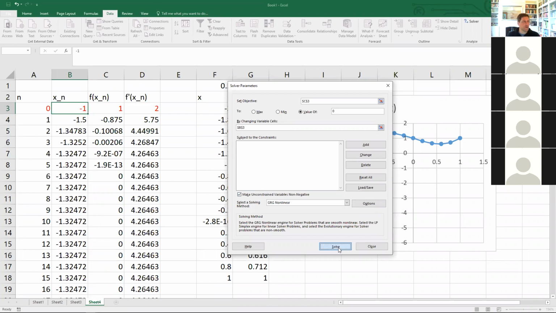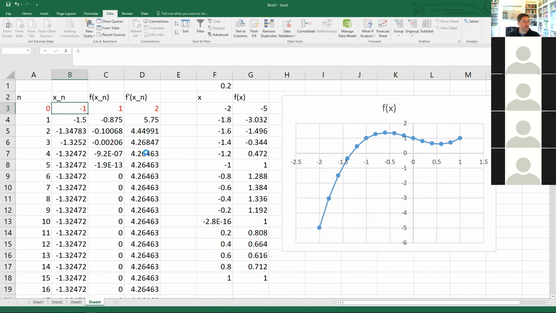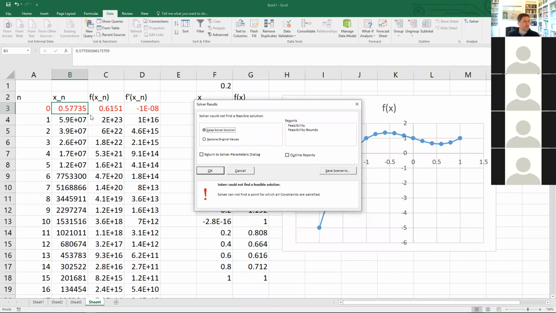You can pick one of them, you can click solve. Excel's having a think, and it says Solver could not find a feasible solution. Oh no, what are you going to do? So Solver didn't work on this occasion, despite the many billions of pounds that Microsoft have to throw at this problem. It didn't work. So the black box doesn't always work, in which case you have to think about what you're doing.